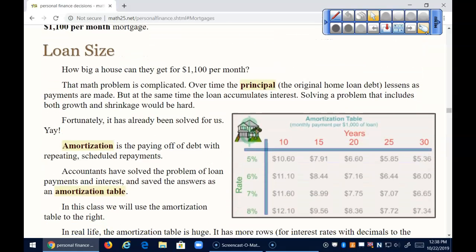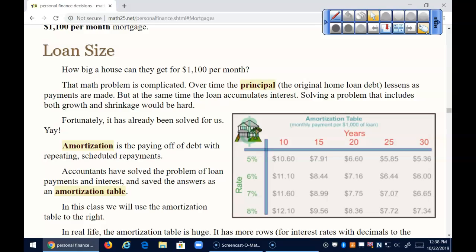How big a house do they get for $1,100 a month? So this is a really complicated math problem. Over time, they're going to be paying off the loan. It'll get smaller. But also over time, the interest will happen, and the loan will get bigger. So it's sort of like two different forces in two different directions. And you can make a long table and figure it out, and use some guess and check and so on, but it's just a big pain in the neck. So fortunately, someone has solved this already.